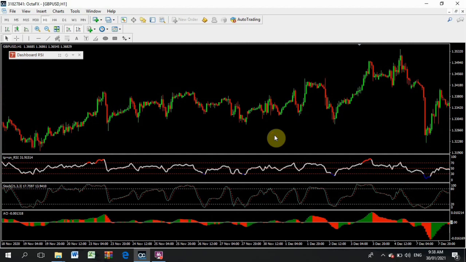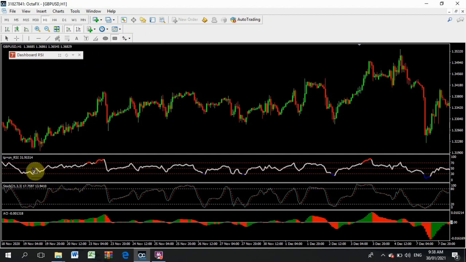You can see this one is in a ranging position. Whenever the market is in this kind of ranging position, any trade that you take at that particular moment will be a very bad trade, a very bad decision. So you have to consider that also. So you can see this is another one here.